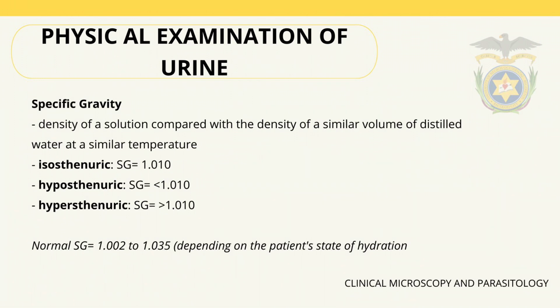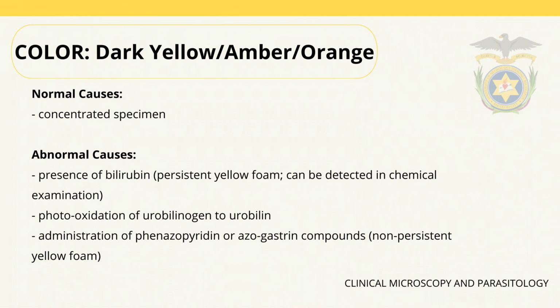So first, isosthenuric is specific gravity that is equivalent to 1.010, while hyposthenuric is a specific gravity of less than 1.010, and hypersthenuric is a specific gravity that is greater than 1.010. The normal specific gravity is 1.002 to 1.035, and this is always dependent on the patient's state of hydration.